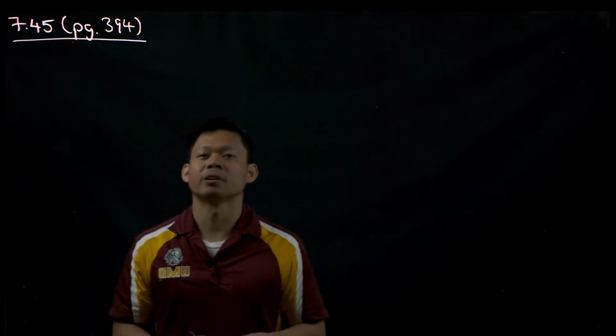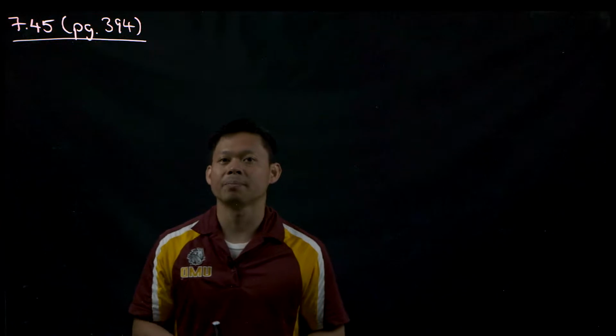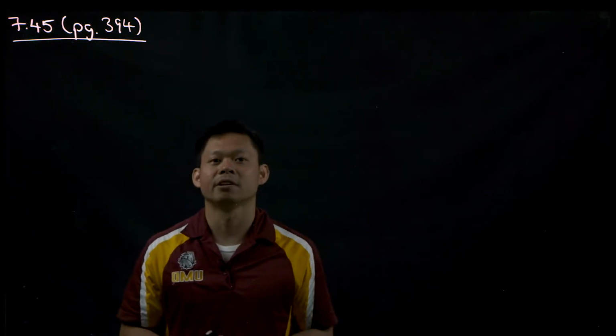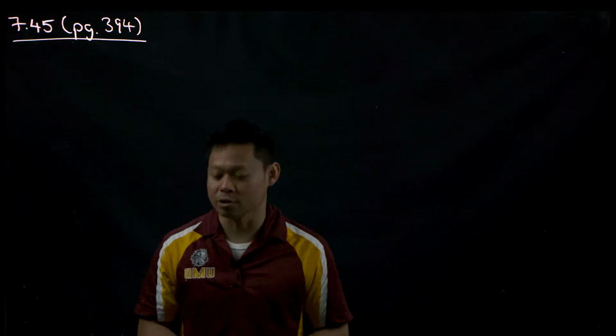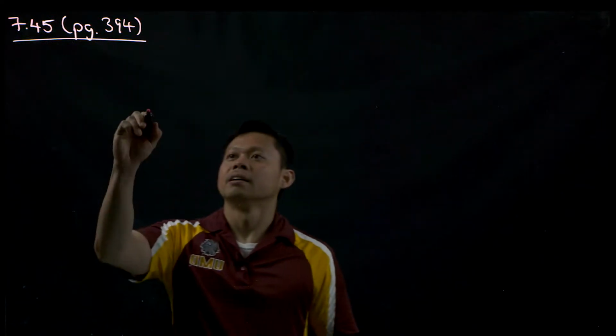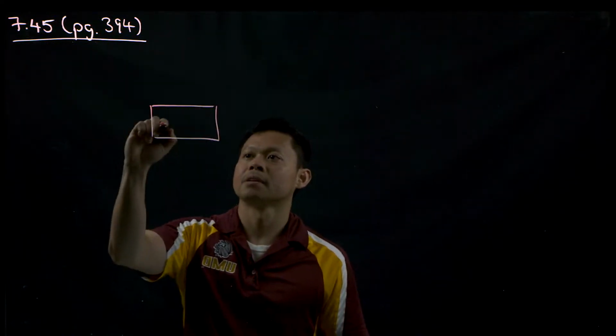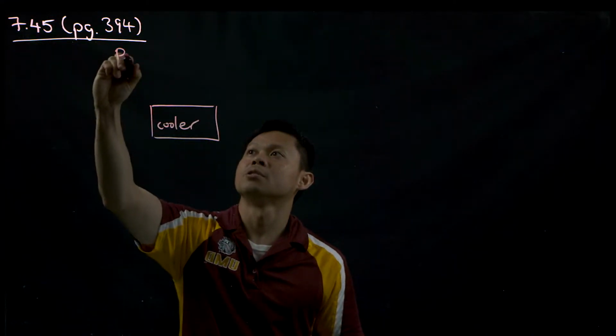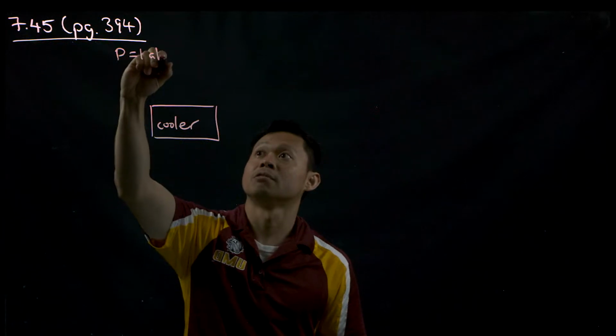So in this question, we're going to do the same thing. We're going to draw the diagram, figure out what unknowns we have, do a degree of freedom analysis to figure out what tools we have, and verify that we can actually solve this problem. Here we have a cooler in this system. Even though it is not explicitly stated, we're going to assume that the pressure is 1 atmosphere throughout.